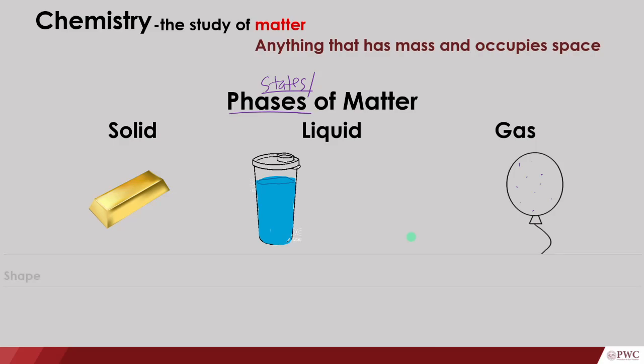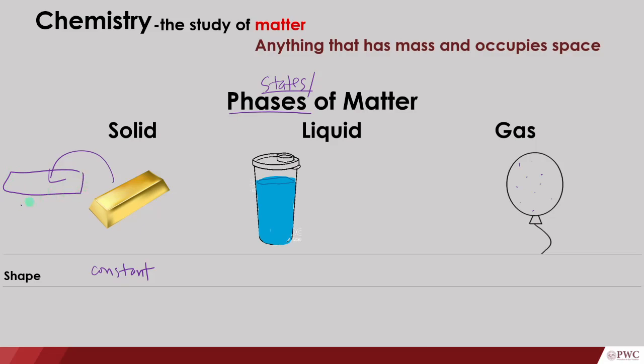Let us start with their shape. Of course, for solids, their shape is constant, meaning their shape is fixed. For example, if you put this gold bar in a boxy container, it will retain its shape. So it will still have this same shape. Again, for solids, their shapes are constant.